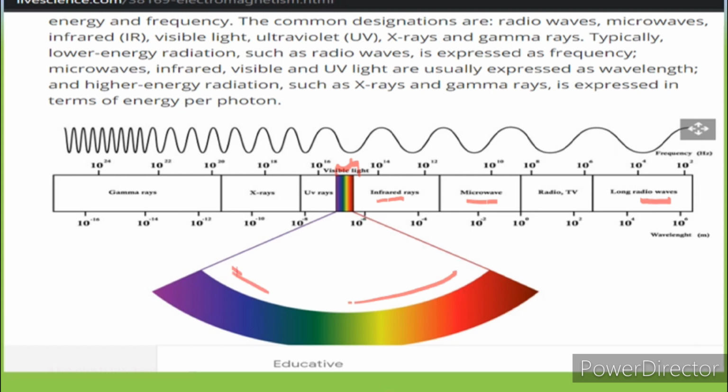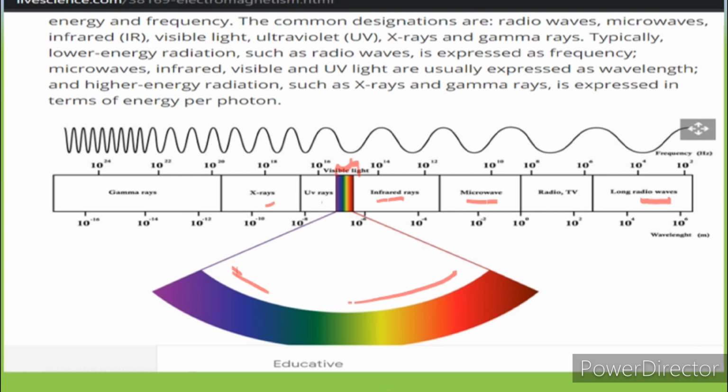And after that you have ultraviolet radiations, X-rays and gamma rays. So you can divide the electromagnetic spectrum, or electromagnetic waves, under 7 categories. What are they? Radio waves, microwaves, infrared rays, visible light, UV rays, X-rays and gamma rays, right?